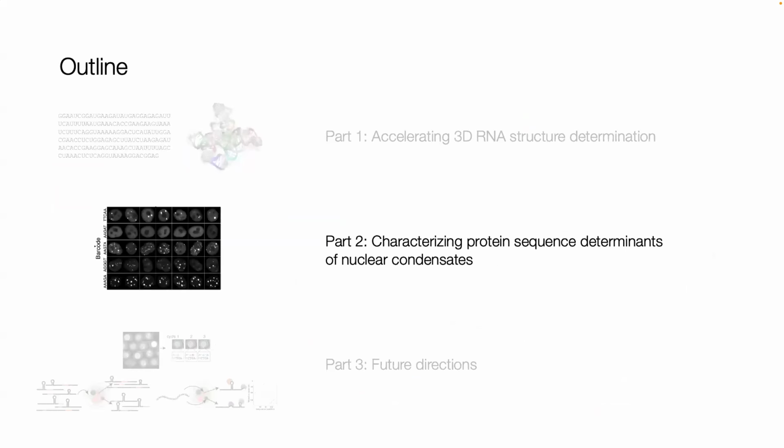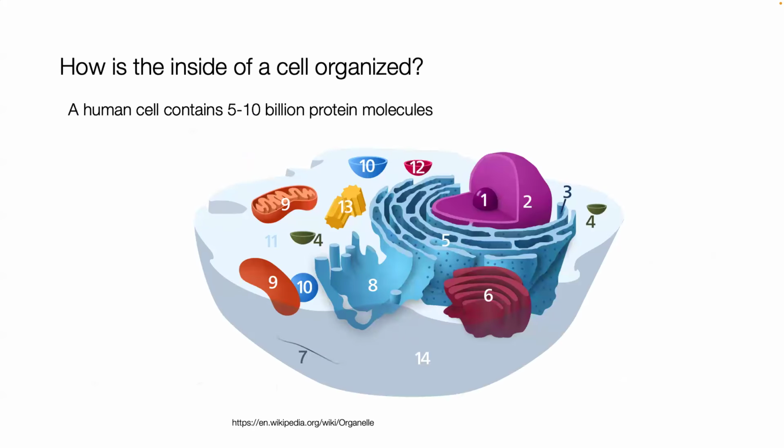So now that brings me to the second part of my talk, moving away from the molecular scale and more towards the subcellular scale. And so I became really intrigued by this question of how is the inside of a cell organized? So a typical human cell contains about 5 to 10 billion protein molecules, which is just a massive amount if you think about the fact that specific collections of those molecules need to come together in time and space to carry out all of the processes that keep you alive.